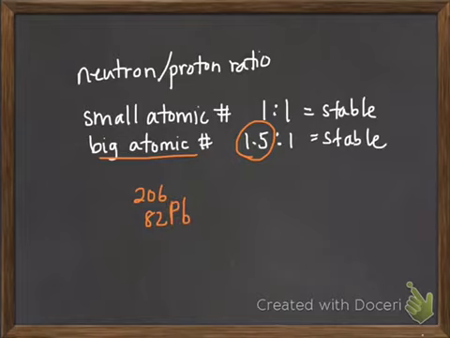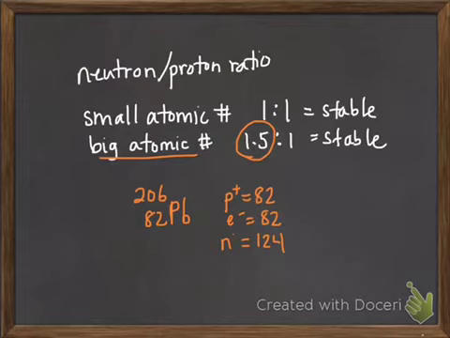So for example, if I have this isotope of lead, lead-206, 82 Pb. Remember, this is one isotope of lead. There are many different isotopes. If I do a little bit of counting of my particles here, my atomic number is 82, so that means I have 82 protons. The electrons don't really matter, but I also have 82 in this neutral atom. And then my neutrons is going to be 206 minus 82, and that'll be 124. If I look at the ratio of neutrons to protons, 124 divided by 82, I think I get 1.51.